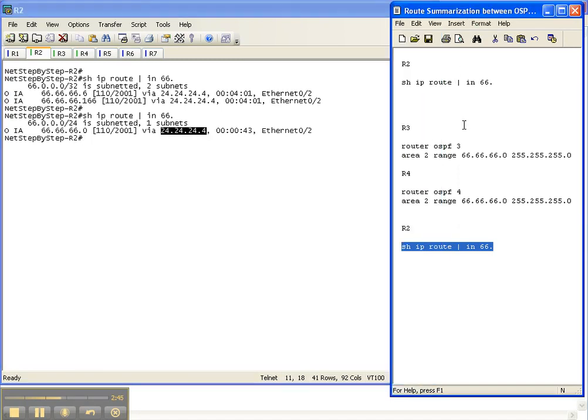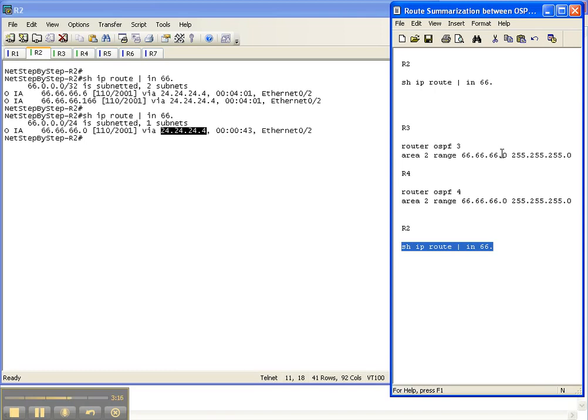So once again, we summarized routes between OSPF areas. You do that on the area border router, and you use the command area, the area number the prefixes are coming from, not going to. That does confuse people. It's the area that the prefixes are coming from. And then you set the range that is looking for the more specific prefixes to aggregate. So that's how you configure route summarization between OSPF areas.